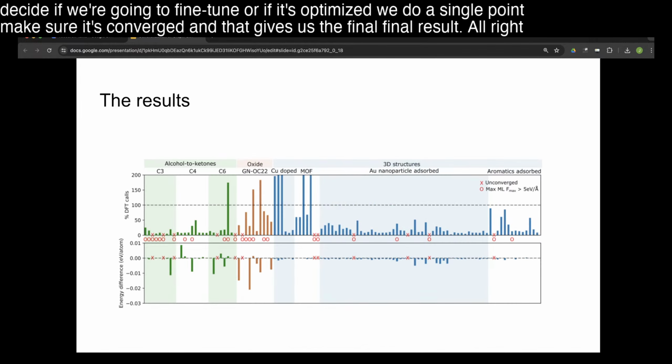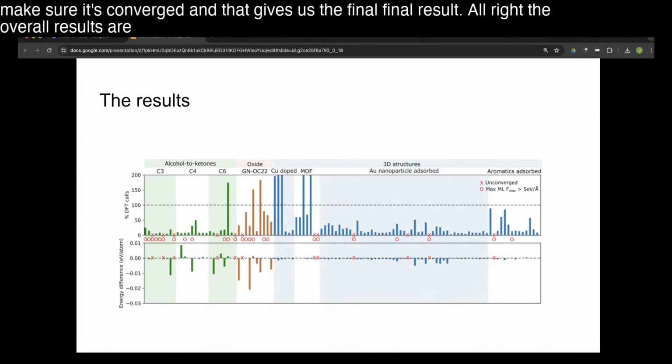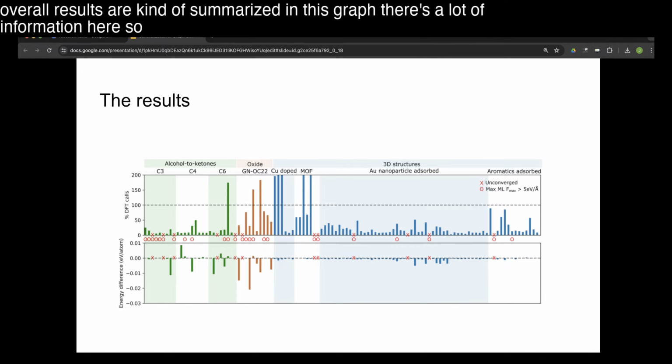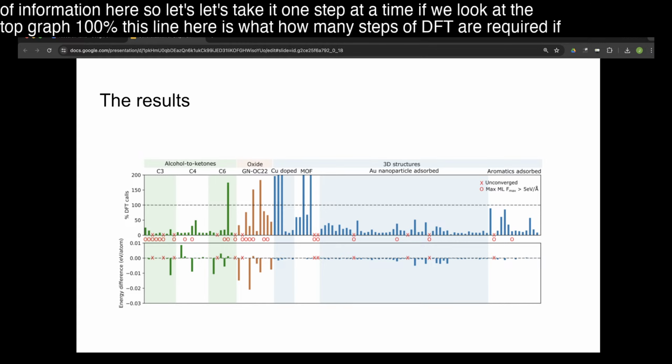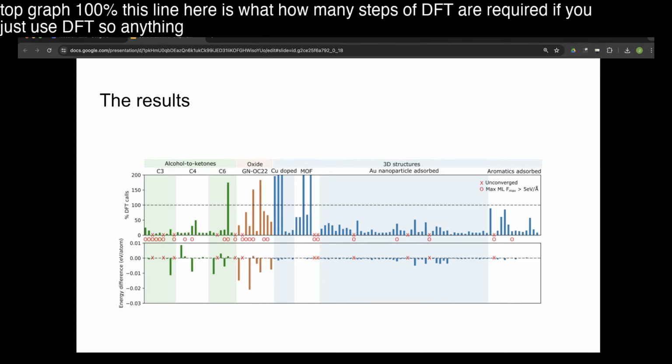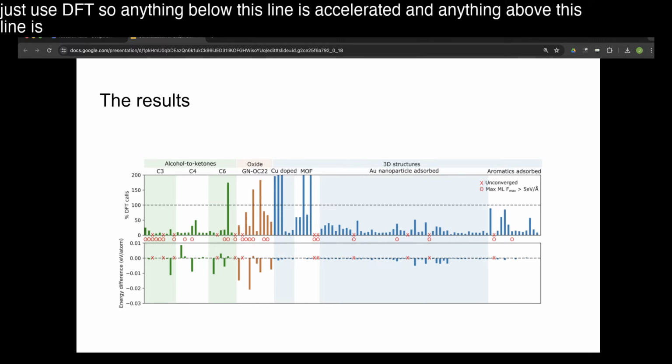All right, the overall results are summarized in this graph. There's a lot of information here, so let's take it one step at a time. If we look at the top graph, 100%, this line here is how many steps of DFT are required if you just use DFT. So anything below this line is accelerated, and anything above this line is actually more expensive.